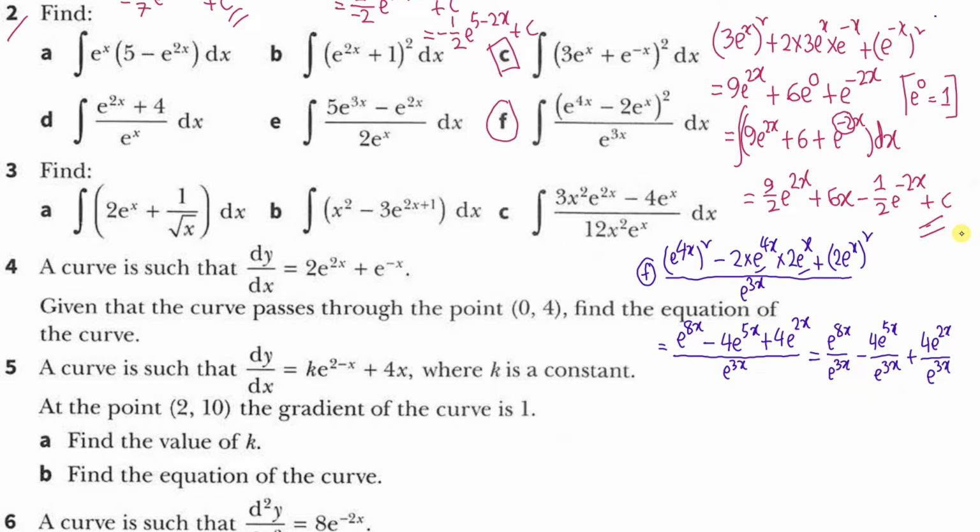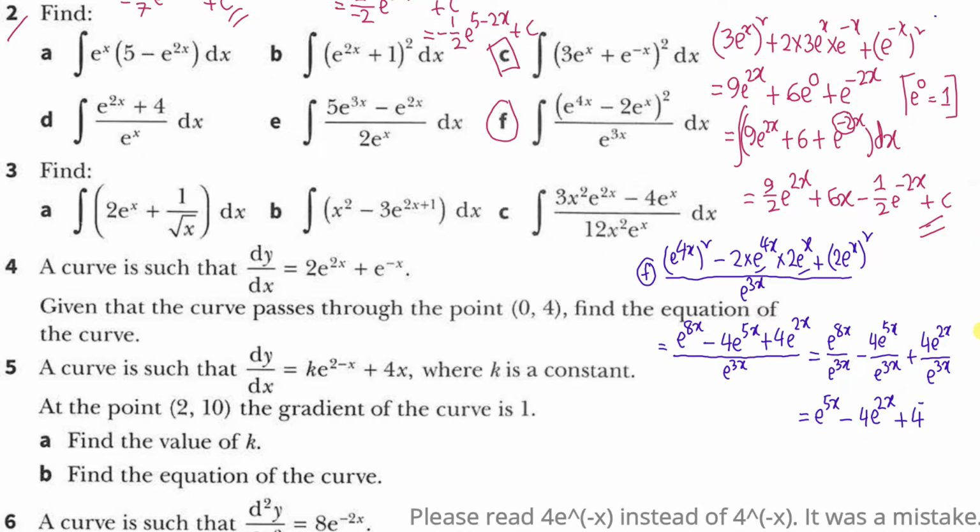Just according to the rule of indices, we can subtract the powers, and it gives us 8x minus 3x, which is 5x. I am writing directly here minus 4e to the power 5x minus 3x, which gives us 2x, and the last one we can write as 4e to the power 2x minus 3x, which is minus x. Now this expression we could write the whole thing like this, after doing some algebraic working. Now it is possible to integrate.